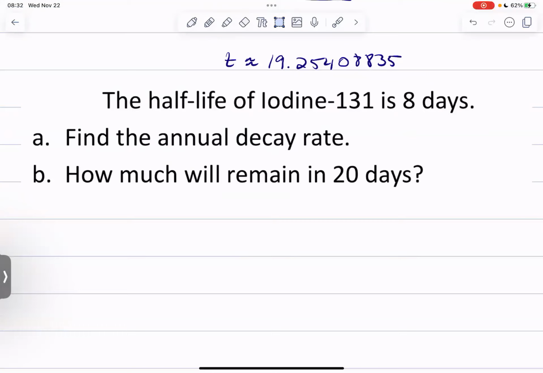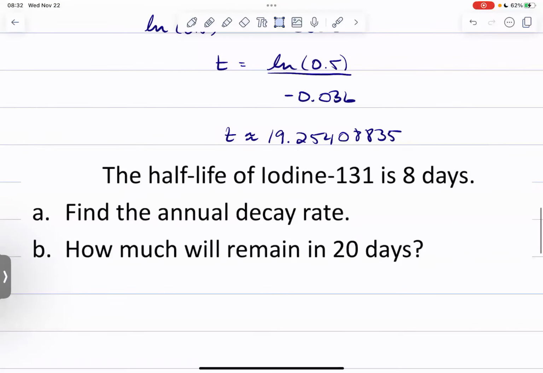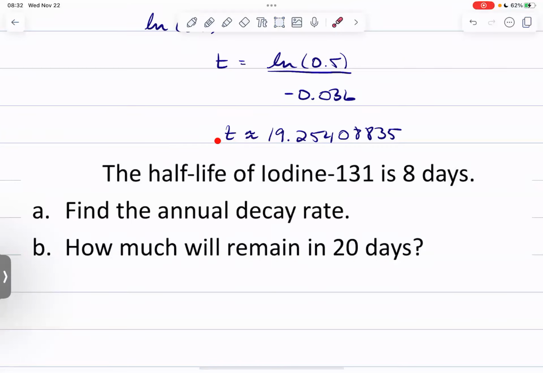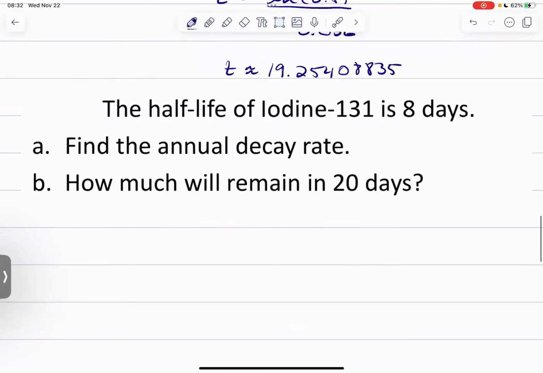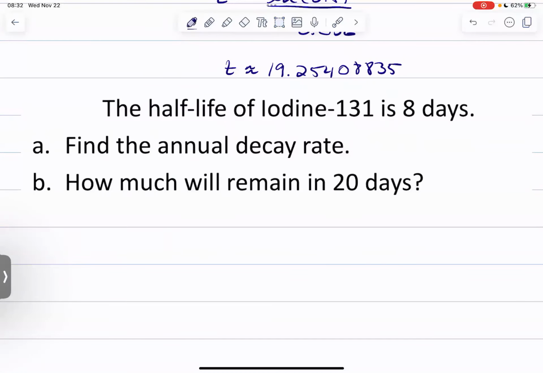The half-life of iodine 131 is 8 days. So now we're told what the half-life is, right? Which means that, right, this was the half-life of the previous function. So now that's telling us that when t is 8 in this equation, then we have the half-life. Yeah? And so we want to find the annual decay rate. So let's start with just a broad function.